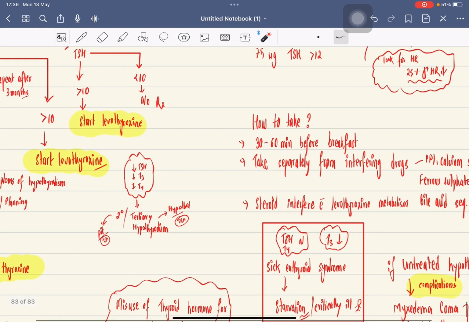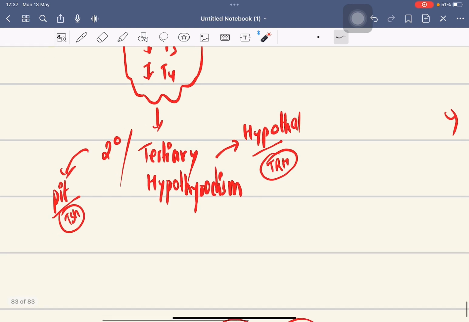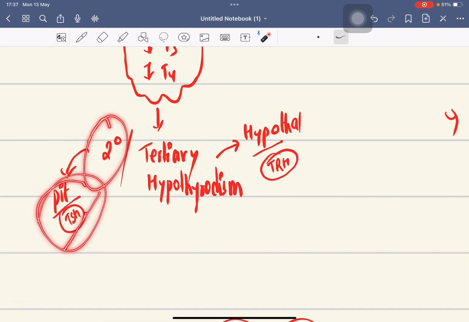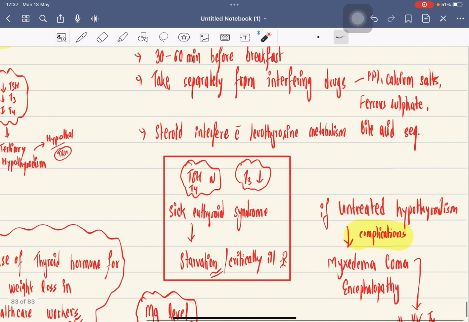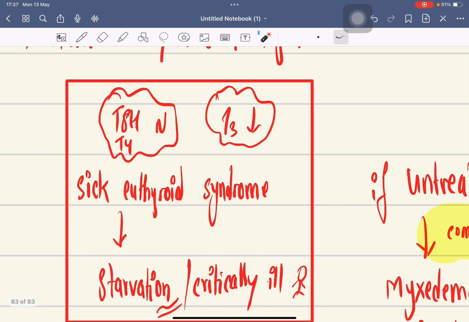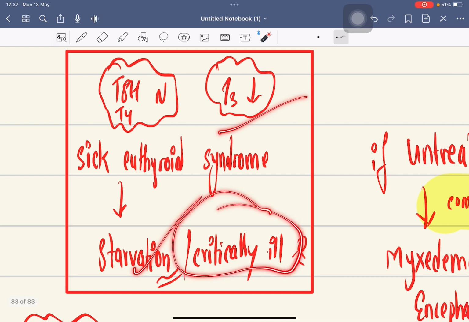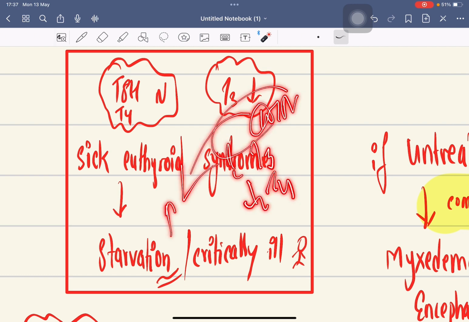Now let's see some of the conditions. If there is low TSH, low T3, low T4, it might be due to secondary hypothyroidism, meaning a problem in the pituitary gland, or tertiary hypothyroidism, meaning a problem in the hypothalamus. And we have another condition called sick euthyroid syndrome, in which there is a normal amount of TSH and T4 but T3 is low. It occurs in starvation or critically ill patients. But if the patient has low T4, low T3, and normal TSH, this refers to a poor prognosis.